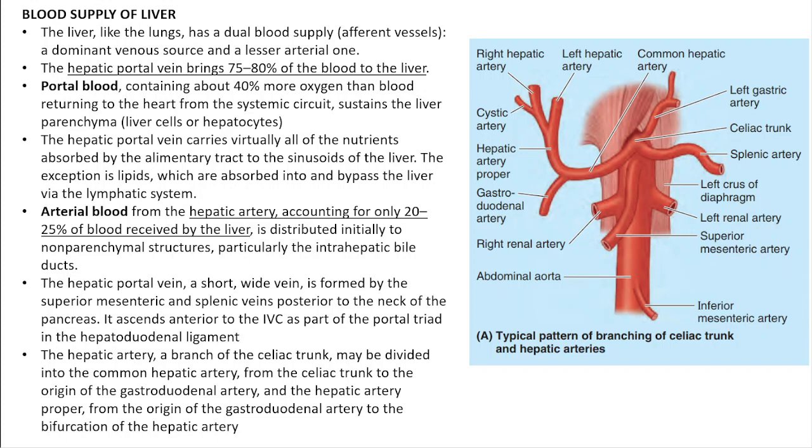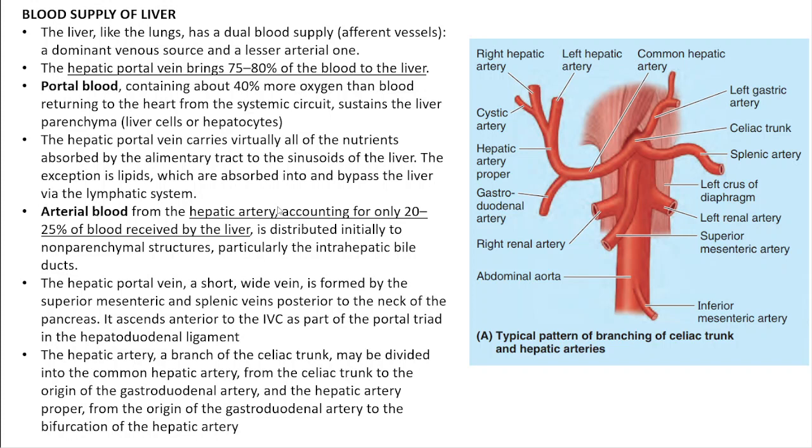What are sinusoids? What is the space of Disse? What is the space of Mall? And so on. So sinusoids of the liver are receiving blood from the portal vein as well as the hepatic artery. The portal vein is bringing all the digested nutrients. Fats, however, bypass the liver. Lipids bypass the liver and enter the lymphatic system, how, we will study subsequently.